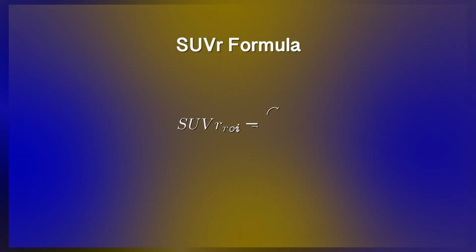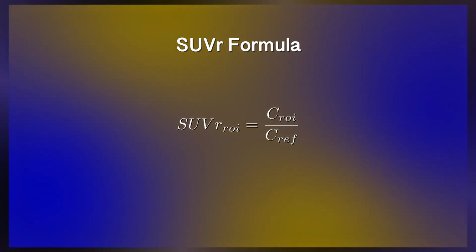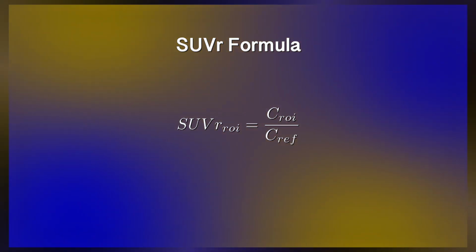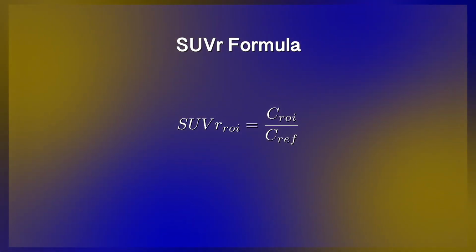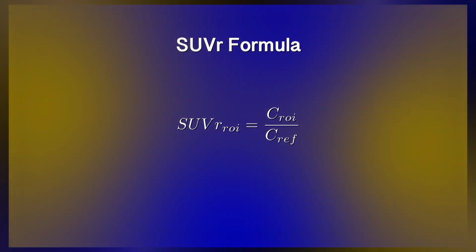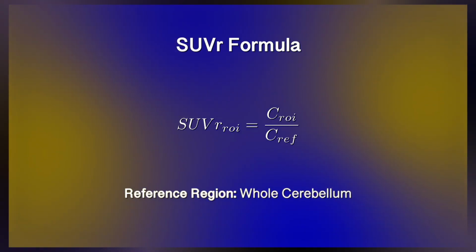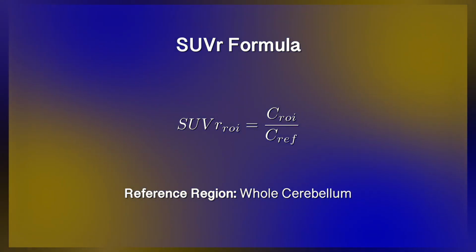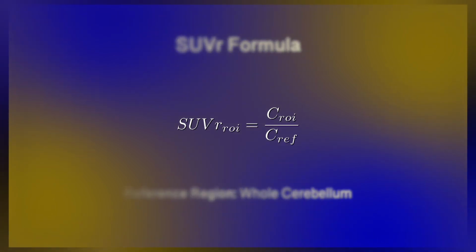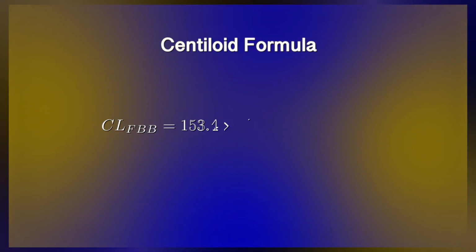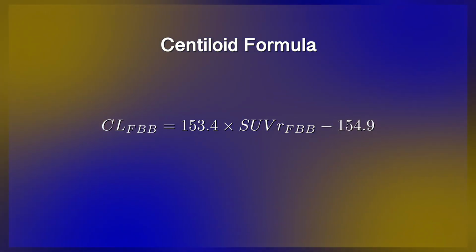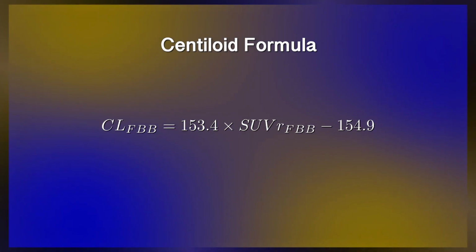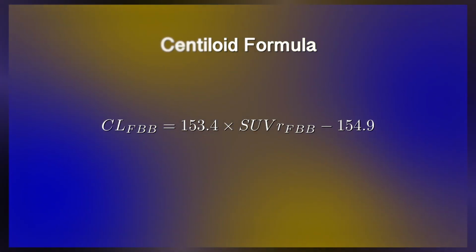As mentioned previously, the SUVr of a region of interest is equal to the PET pixel intensity value of that region over the PET pixel intensity value of a reference region. This pipeline makes use of the whole cerebellum as the reference region. The Centiloid scaling formula for the florbetaben radiotracer, or FBB, is as follows. It will then yield a Centiloid score.